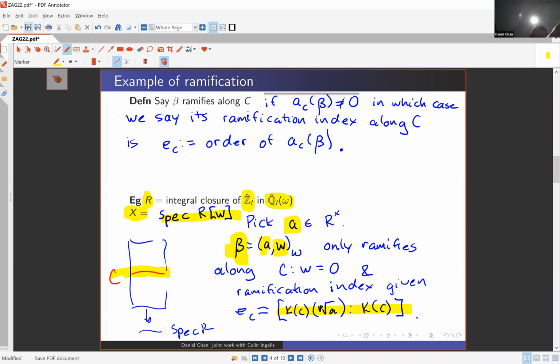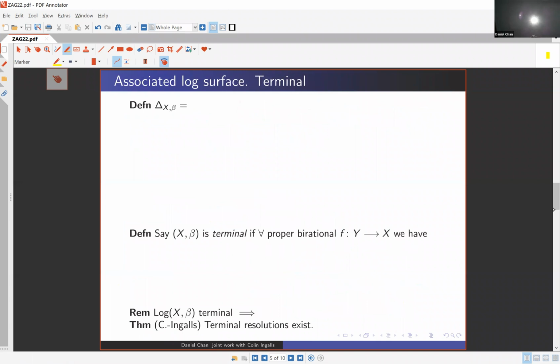Okay, so maybe we'll move on to the next slide. So what's the associated log surface? This is going to be the following. Firstly, we need a boundary. So the boundary is going to be simply defined by summing over all irreducible curves the following quantity, a linear combination of those curves. It's going to be 1 minus 1 over e_C. So most of the time you're in the unramified case, so most of the time this will be 1, in which case this coefficient will be 0. So that means that this is a finite sum.